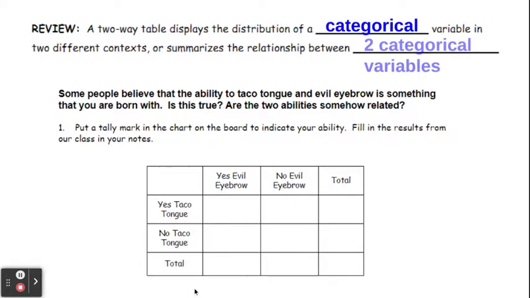So you probably remember that a two-way table displays the distribution of a categorical variable in two different contexts or summarizes the relationship between two categorical variables. In this first example, we're going to look at people's ability to do the taco tongue or evil eyebrow. Some people believe that the ability to do these is something that you're born with. We want to know if this is true and if these two abilities are somehow related.